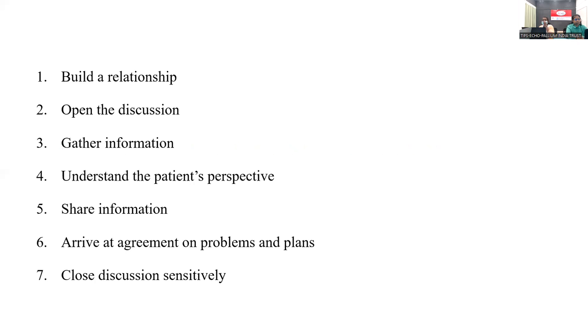Steps to effective communication. We should build good rapport with the patient and have an open discussion. That is, we should understand the patient. We should gather all information about the patient, understand the patient's perspective, what they are going through, what is in their mind, and what goals they are looking for through us. These are all gathered while we are communicating with the patient. Share information and arrive at agreement on problems and plans. We should talk with them, agree on what problems they are facing, what the plans are for the future, and how to improve their conditions in life. These are all understood when we have open, good communication with them.